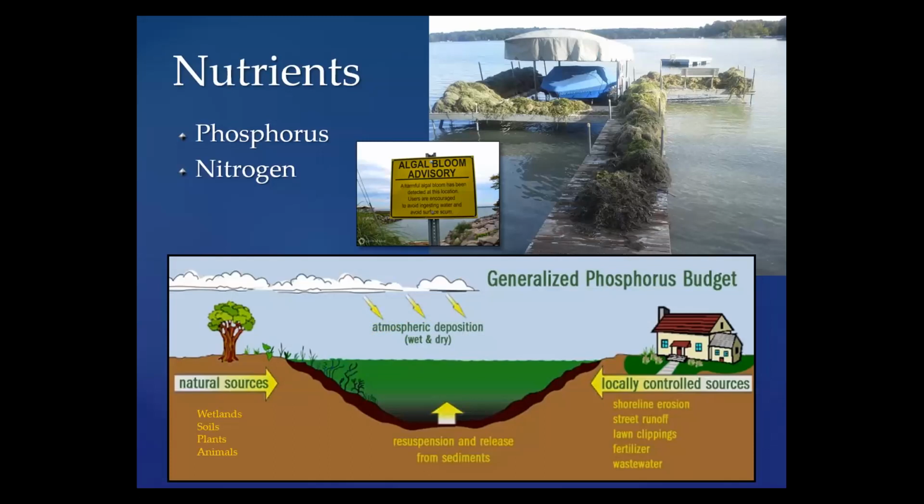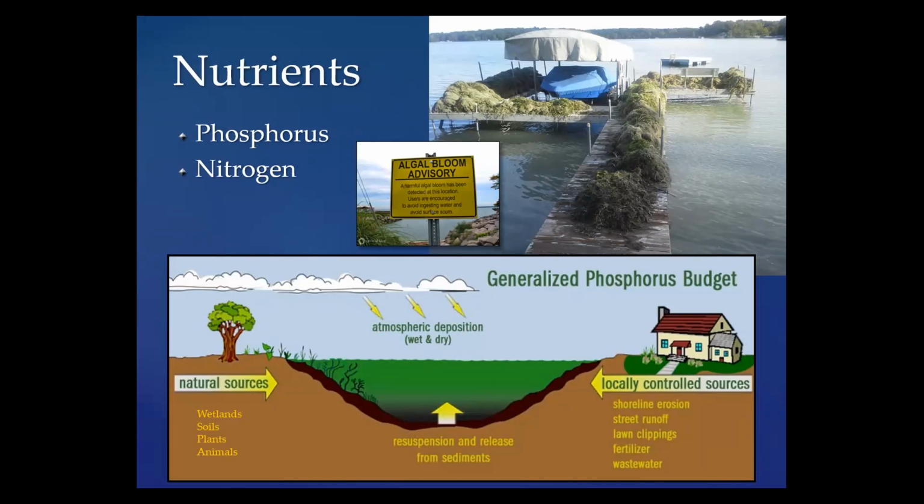Nutrients are another thing that we look at, primarily phosphorus and nitrogen. These, of course, are natural compounds. We're all composed of phosphorus and nitrogen. They're essential for life. Every time something dies and decays, it releases its phosphorus and nitrogen into the environment. So there are many natural sources of phosphorus and nitrogen in our lake water, typically dying and decaying plants, and fish and animals that fall to the bottom.